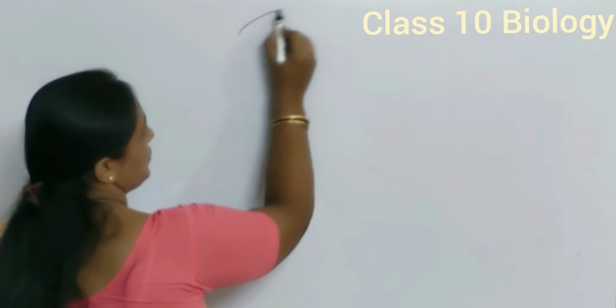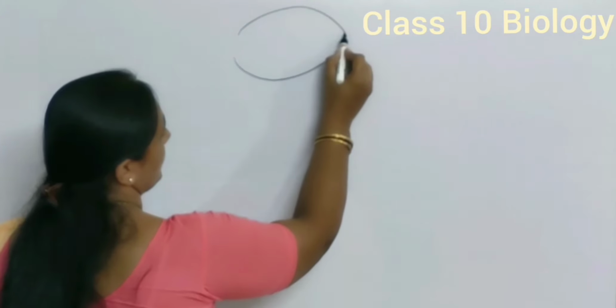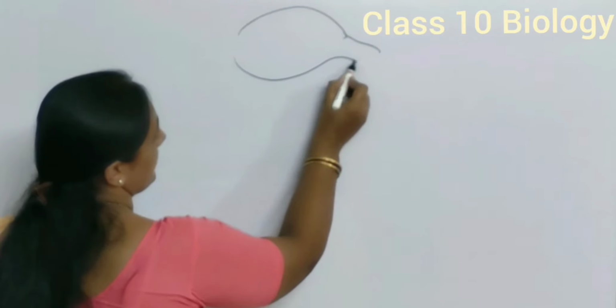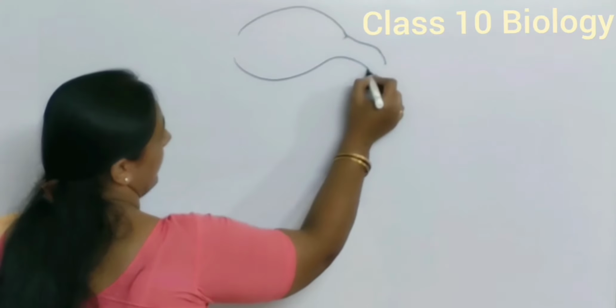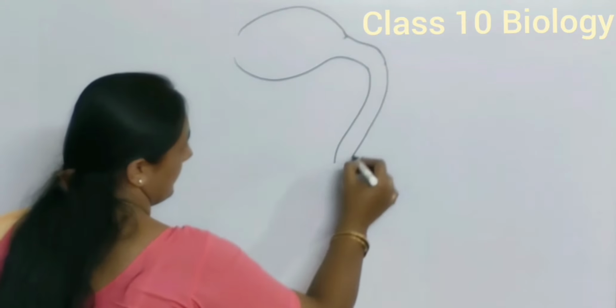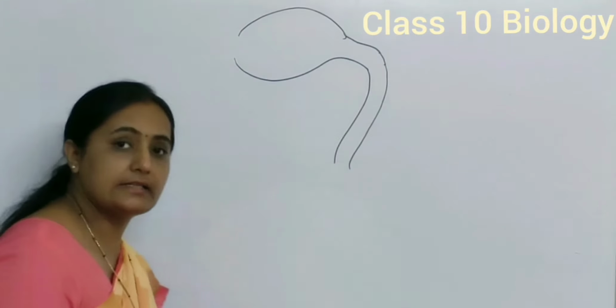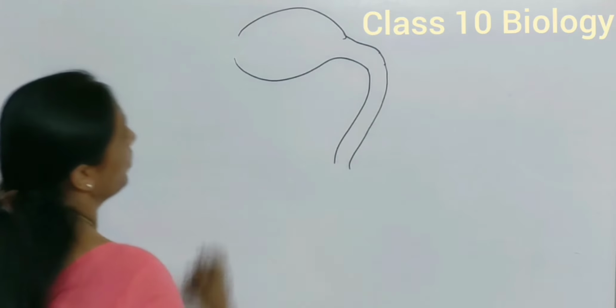The digestive system starts with the oral cavity, that is the region of the mouth, which opens in a tubular structure called the pharynx, and the pharynx opens into again one tubular structure called the esophagus. So first we will see the oral cavity.